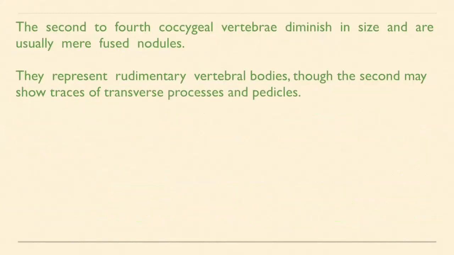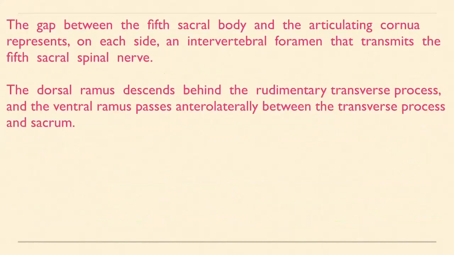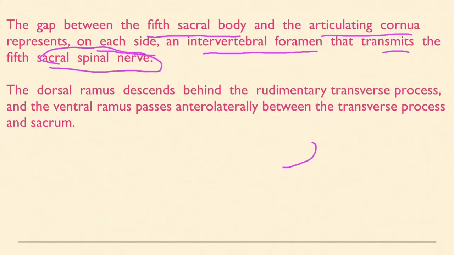The second to fourth coccygeal vertebrae diminish in size and are usually mere fused nodules. They represent rudimentary vertebral bodies, though the second may show traces of transverse process and pedicles. The gap between the fifth sacral body and the articulating cornua, that means the inferolateral angle, presents on each side an intervertebral foramen that transmits the fifth sacral spinal nerve. The dorsal ramus descends behind the rudimentary transverse process, and the ventral ramus passes anterolaterally between transverse process and sacrum.